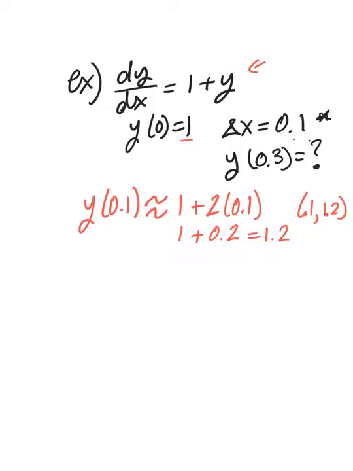Not done yet. I have to get to 0.3. But I'm at 0.1. So if I do Euler's method again, 0.1 plus 0.1, that means the next one I'm figuring out is 0.2.